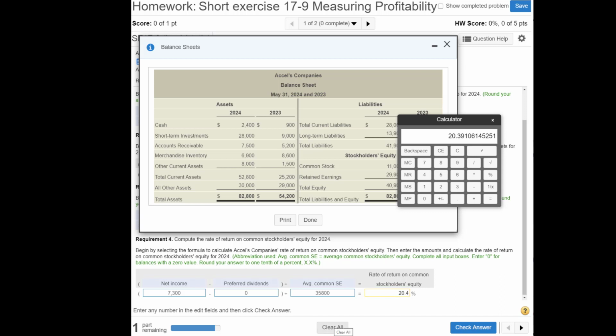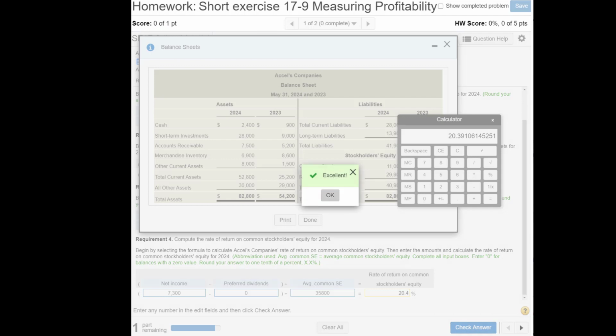So that means for every dollar invested by the common shareholders, there is a return of 20.4%. 20.4% of $1 is 20.4 cents. So 20.4 cents for every dollar of common stockholders' investment. Is that good or bad? Well, let's see.